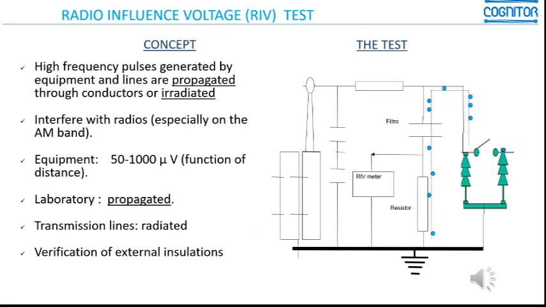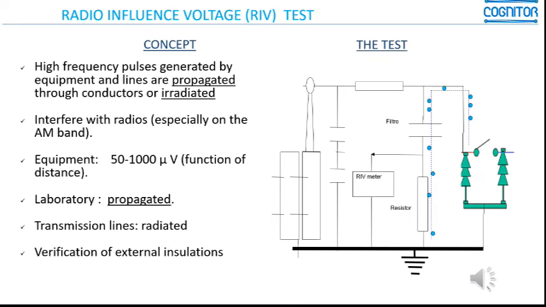The radio influence voltage test, RIV, and the concept is the following. When an equipment is energized by a voltage higher than the rated voltage, it will generate a certain amount of high-frequency pulses, and this is generated either by the equipment or also by lines. And these pulses are propagated through conductors or irradiated through the medium that is near the emission point.